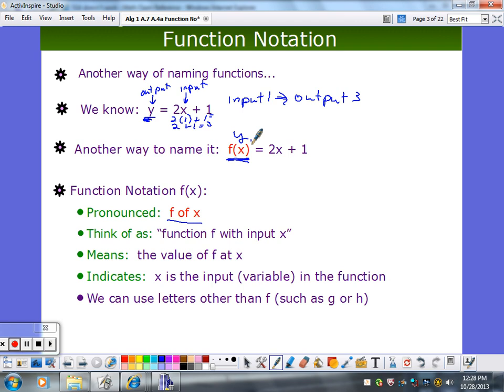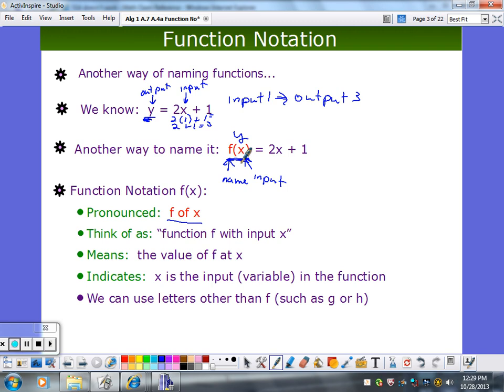In fact, it gives us a little bit more information. Think of it as a function who has a name. His name is f. And his input is this variable, x. It could be Fred. You could have called it Fred of x. So, function f has an input of x. X is the input variable in the function.